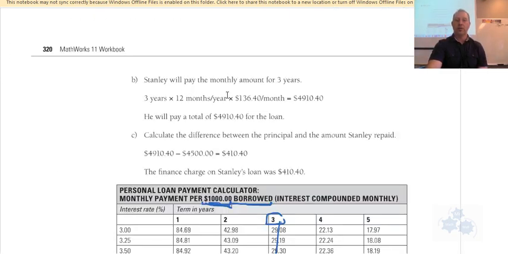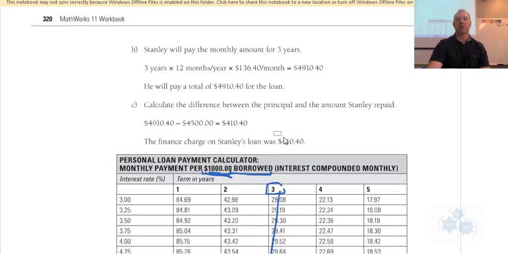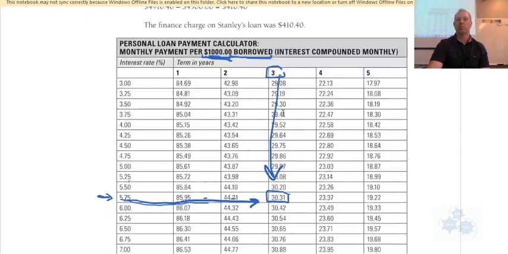So the total amount that this guy will owe is this much times 36. Look at what we got here. 3 years times 12 months a year times 136 is $4,910.40. That's the total amount. And then question C says, what's the interest part of that? It's the total minus the initial, and that's going to be $410. So you can calculate your interest that way, okay?